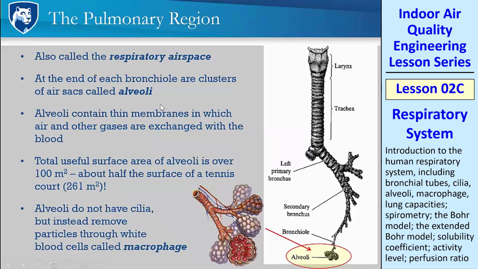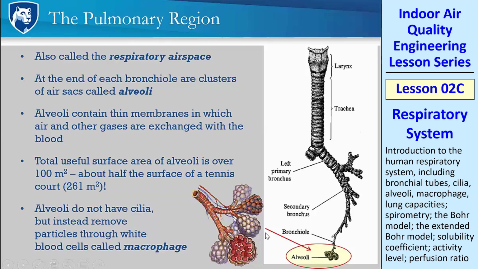Now the pulmonary region is the alveoli. When you get through all these T's and Y's and branches, you get down to the alveoli. They're like little sacs, and they contain thin membranes where gases are exchanged. The total surface area of these alveoli, if you lay them out flat on a surface, is about, on a typical person, 100 square meters. A tennis court is 261 square meters, so it's a little less than half of a tennis court. So that's a lot of area.